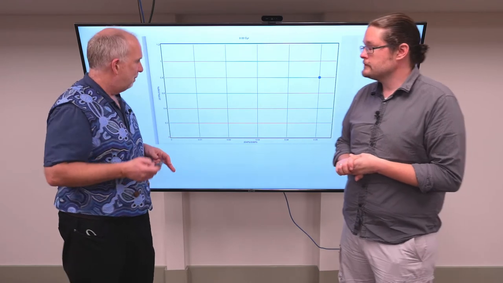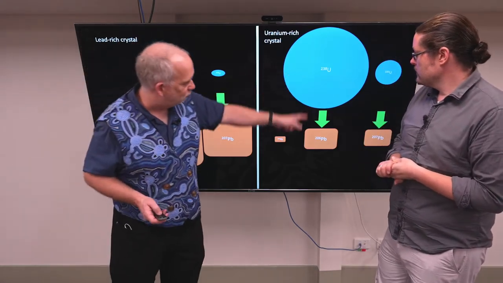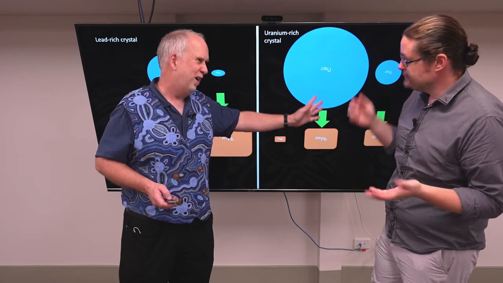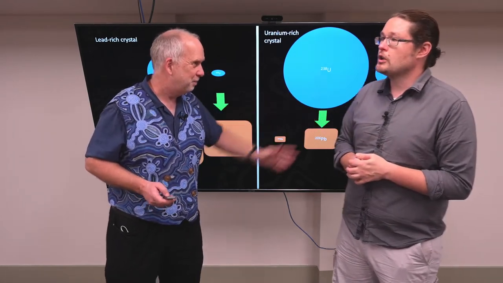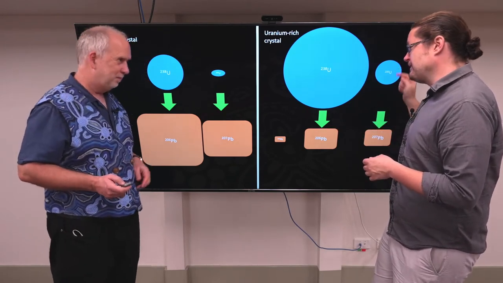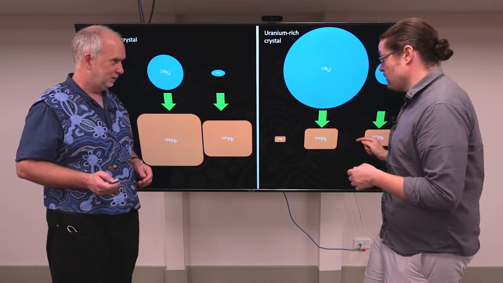So if we go back, we remember that 206 is going to be produced from uranium-238. Yep. Now, there's a lot of uranium-238, it's got a long half-life, so it's going to eventually decay heavily. Okay. But it'll take a long time to get there, whereas the 235, less, but happens much more quickly.